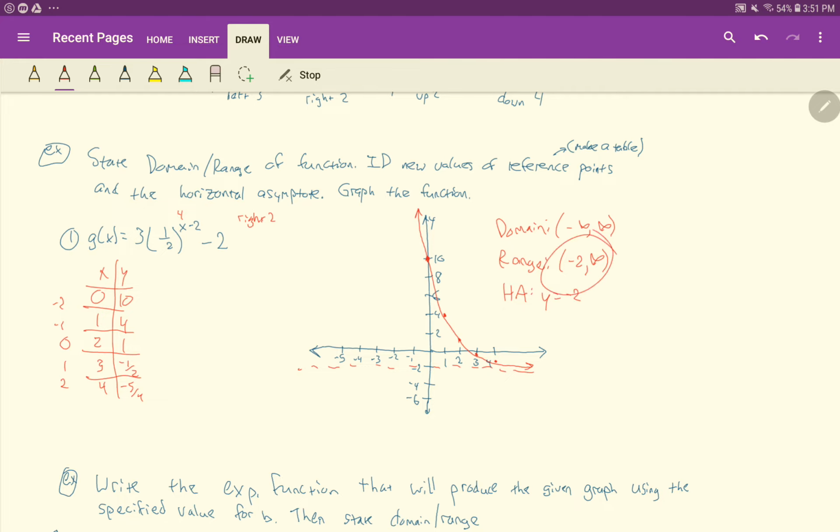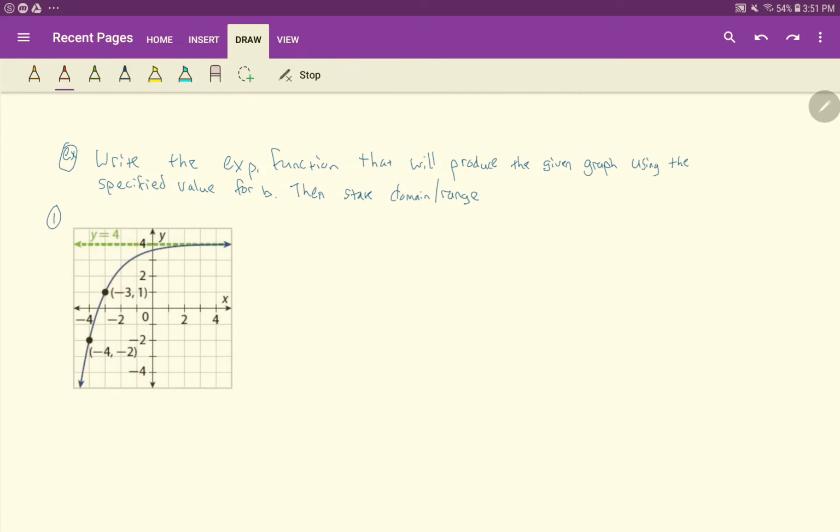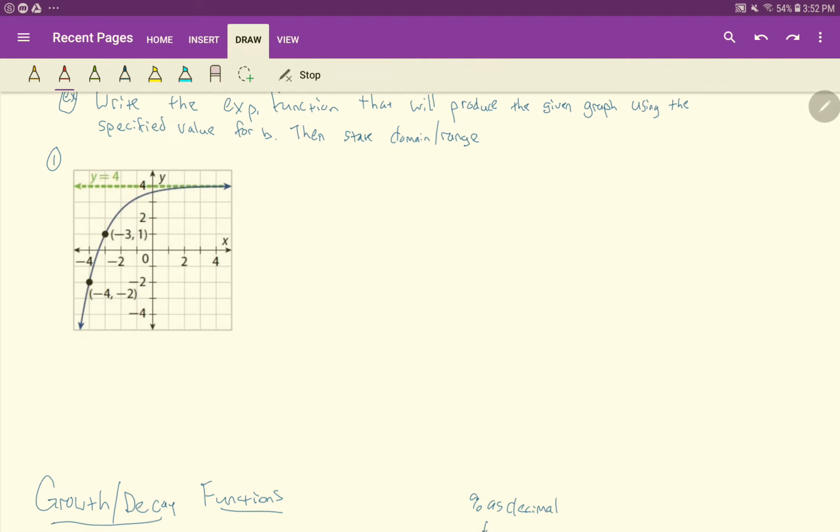Okay, so watch your order here. This order is important. All right, and then of course, like we did yesterday, we're also going to write the equation of an exponential function that produces a given graph. So we want to take this graph and write the function for it.